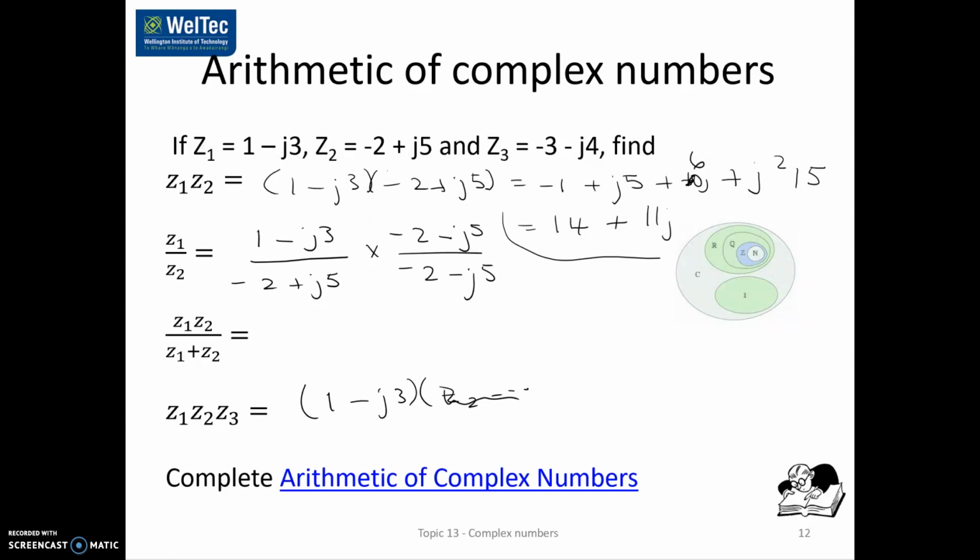Oops, what am I doing? Negative 2 plus j5 times negative 3 minus j4. So you'd have to multiply 2 together and multiply the result of that by the third one.